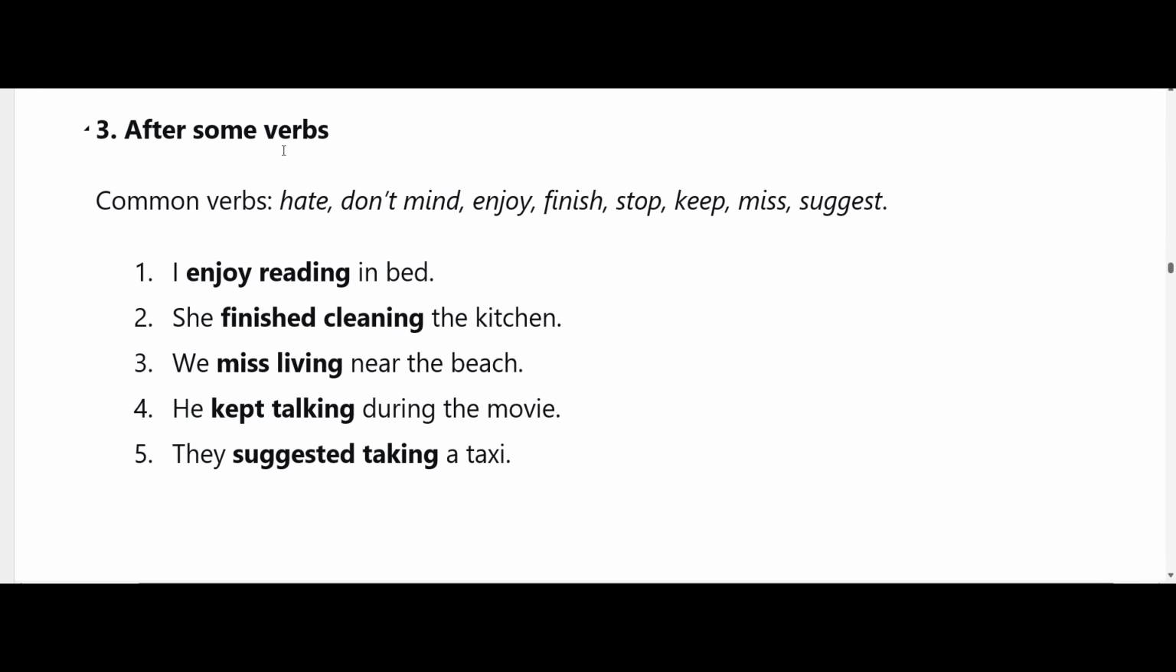3. After some verbs. Common verbs: hate, don't mind, enjoy, finish, stop, keep, miss, suggest, and so on. There are a lot of them. I enjoy reading in bed. She finished cleaning the kitchen. We miss living near the beach. He kept talking during the movie. They suggested taking a taxi.